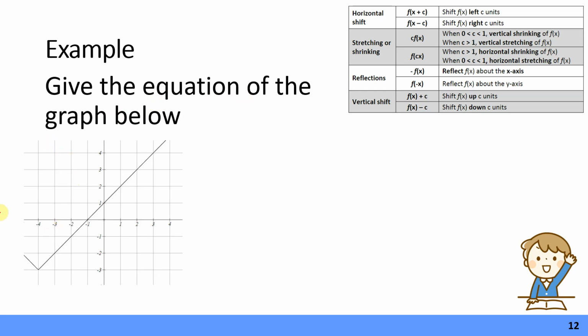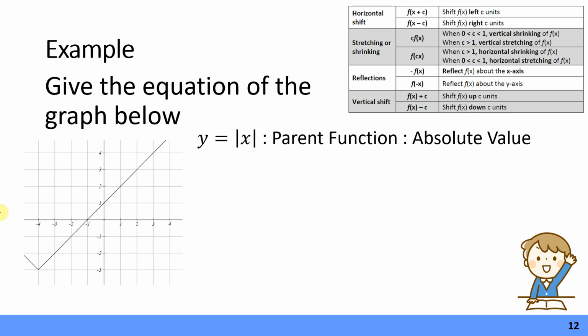So first thing I want you to do is just stare at the graph. What does that graph look like? So you do have to go back to your notes on the parent functions, which we did earlier on the video. What graph looks like a V, like this one? So the answer is an absolute value, right? So that means right off the bat, I know that this was the parent function.